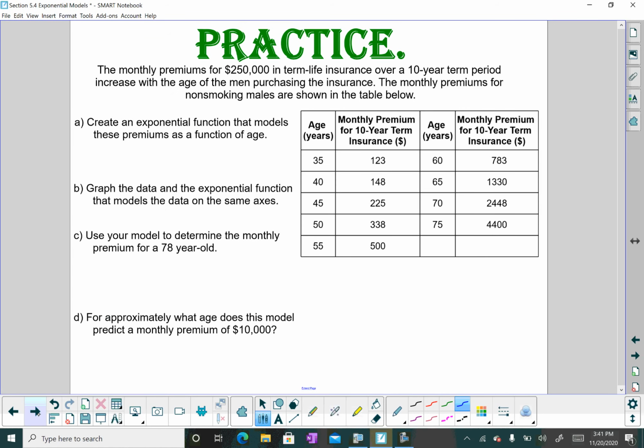Okay, you're going to try this one on your own. I'll give you a couple minutes. Use your calculator for this.